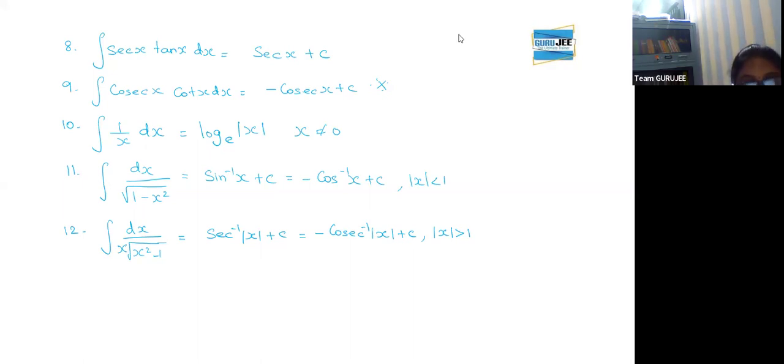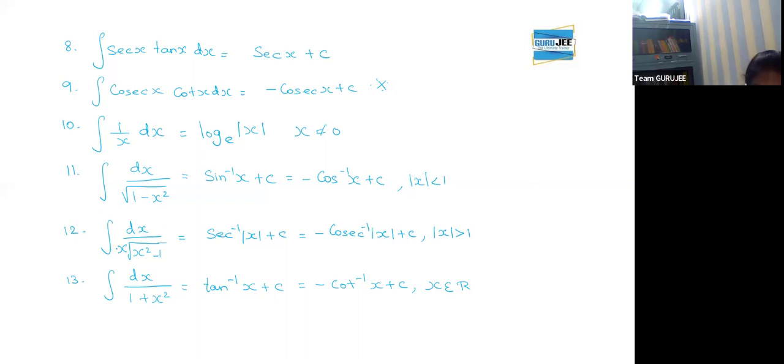Next one, 13th one: dx by 1 plus x square, without square root, equals tan inverse of x plus c, or minus cot inverse of x plus c. Therefore, x belongs to real numbers. If there is no square root in the denominator, then straight away go to tan inverse.